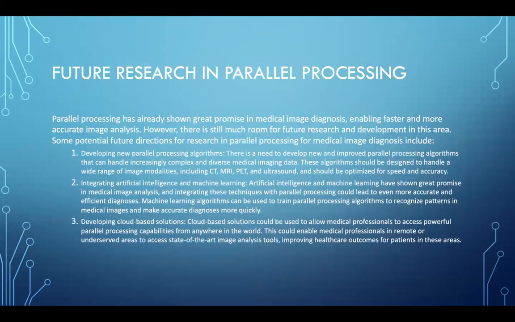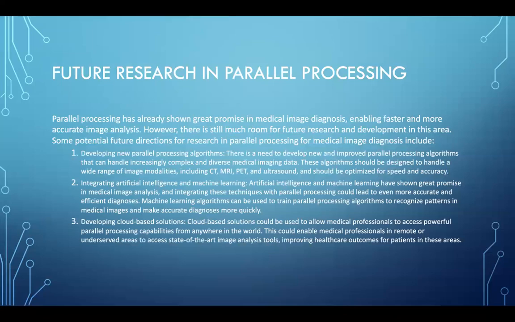Future research in parallel processing. Parallel processing has already shown great promise in medical image diagnosis, enabling faster and more accurate image analysis. However, there is still much room for future research and development in this area. Some potential future directions of research in this area are developing new parallel processing algorithms. There's a need to develop new improved parallel processing algorithms that can handle increasingly complex, diverse medical imaging data. These algorithms should be designed to handle a wide range of image modalities, including CT, MRI, PET, and ultrasound. This should be optimized for speed and accuracy.